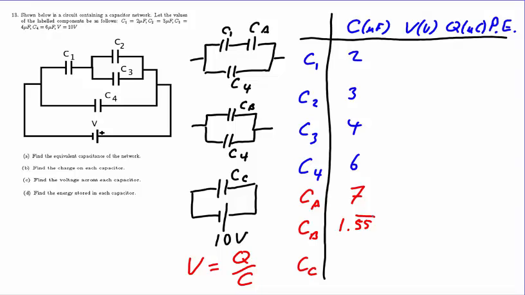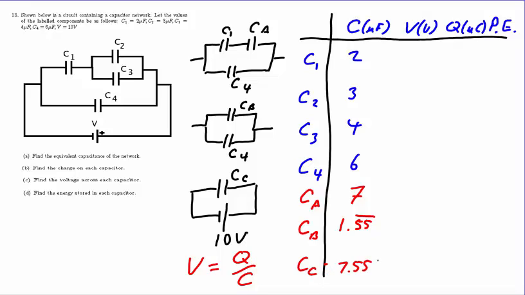Finally, for capacitor C, we recognize that this is formed by a parallel combination of capacitors B and 4, and in parallel you sum the capacitances, so this gives us 7.55 microfarads as the total capacitance.